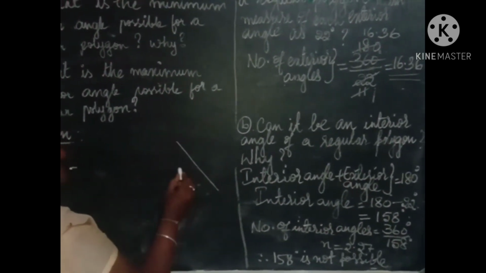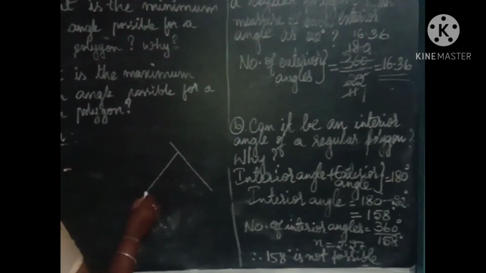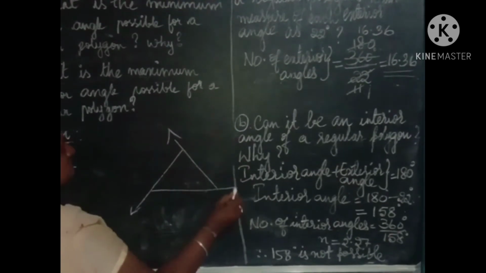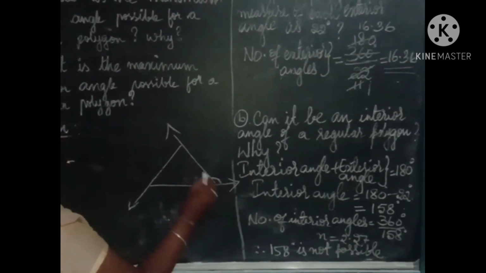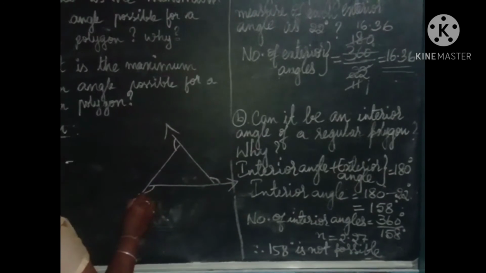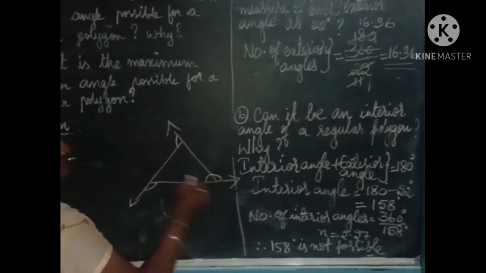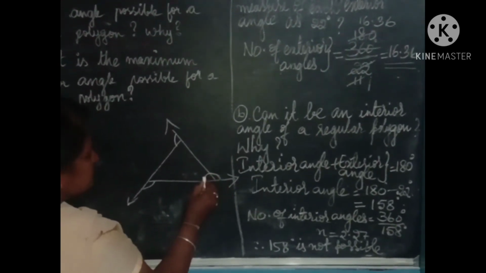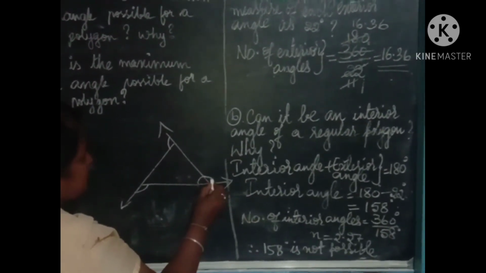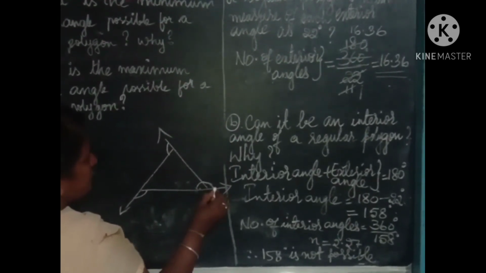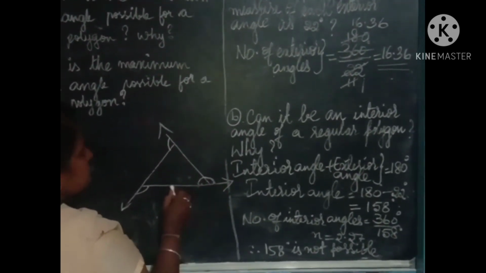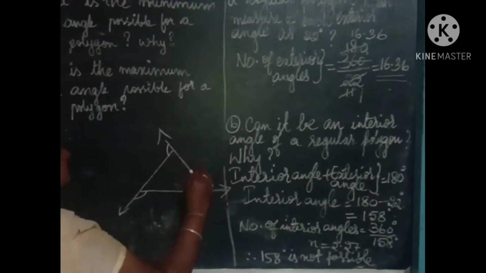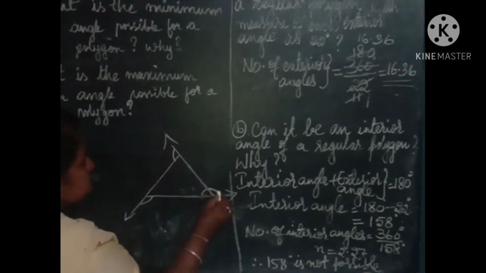See here, just observe. In this, this is an exterior angle, this is exterior, this is exterior. The interior angle is this. Okay children? Now, the sum of the exterior angle and the interior angle is equal to 180. Why 180? See here, this is a line, and this line makes these two angles like this.